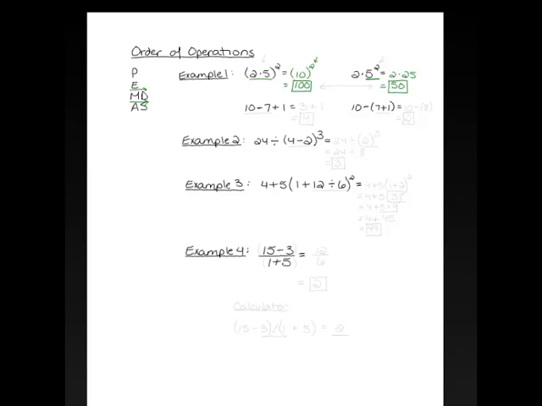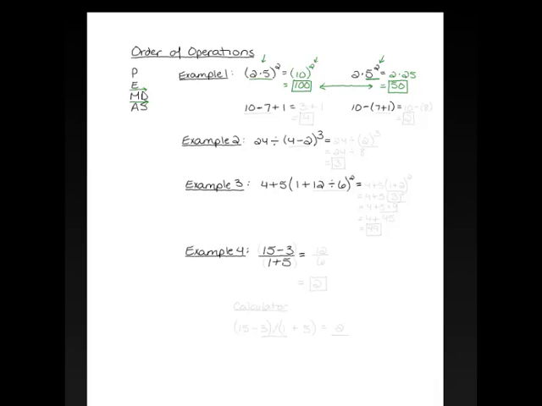Now, it's very important to notice here the difference between these two problems. In this problem, we multiplied first, then squared everything. In this problem, we had to deal with the exponent first, and our answers were very, very different. The order of operations really does have a big effect on the final answer, so you need to always keep them in mind.